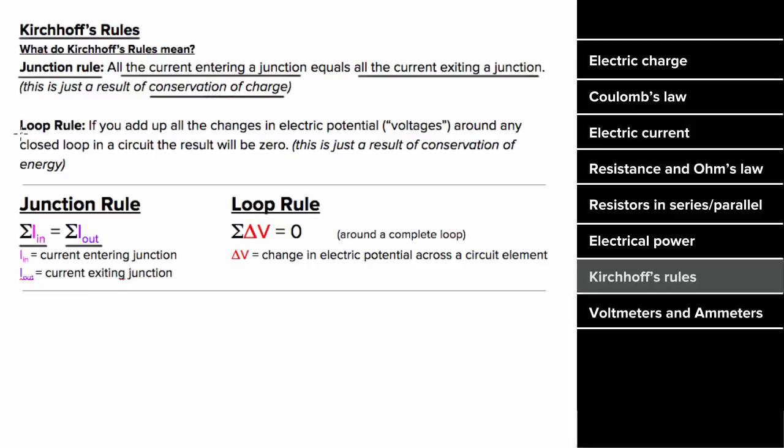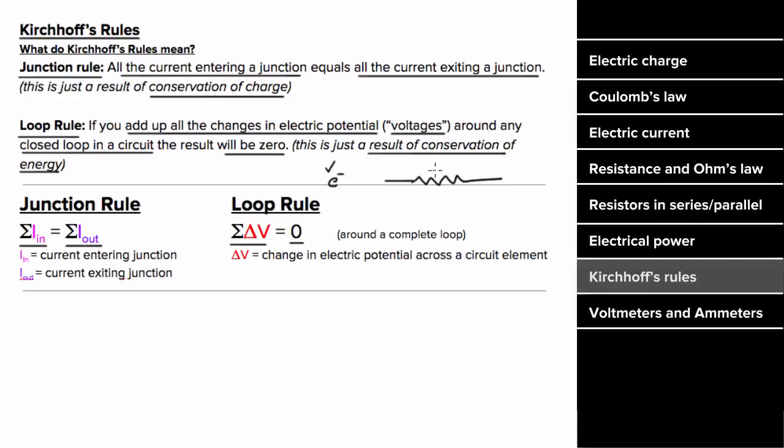And the second rule is called the loop rule, which states that if you add up all the changes in electrical potential, i.e. voltages, around any closed loop in a circuit, it'll always add up to zero. So if you add up all the voltages encountered through a closed loop through a circuit, it always adds up to zero. And this is just a result of conservation of energy. The electrons will gain energy when they flow through the battery, and they'll lose energy every time they flow through a resistor. But the total amount of energy they gain from the battery has to be equal to the total amount of energy they lose due to the resistors.